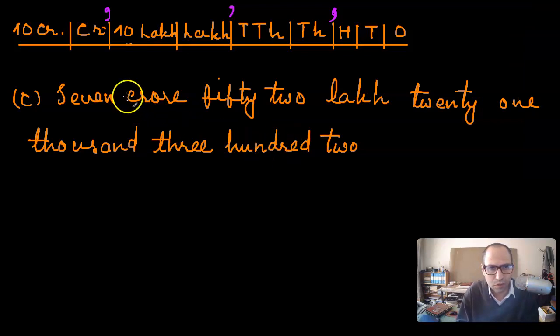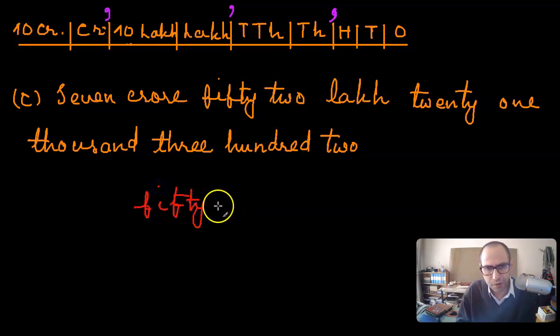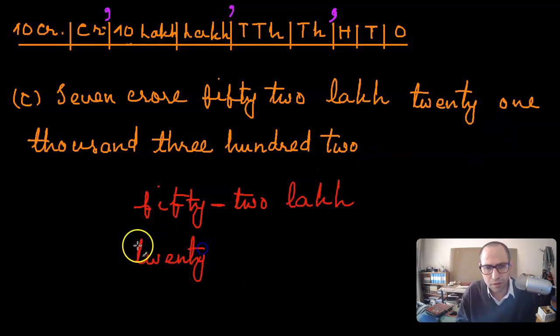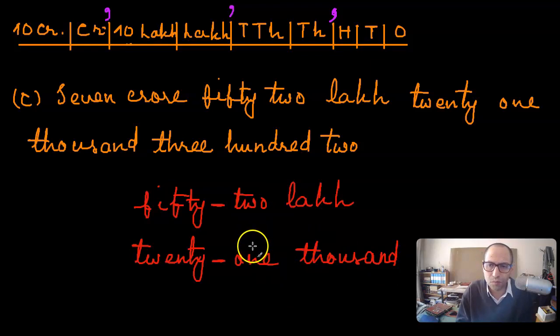But I should mention that technically this is not the correct English way of writing numbers. The number is supposed to be written as 7 crore is fine, there is no problem. But then 52 lakhs, you have to write it as 50-2 lakh. And then 21,000, you're supposed to write it as 20-1,000. This way, okay? So if you ever want to write an examination in some place where you're supposed to use absolutely correct English, you have to write your numbers this way. Otherwise, people will get confused.